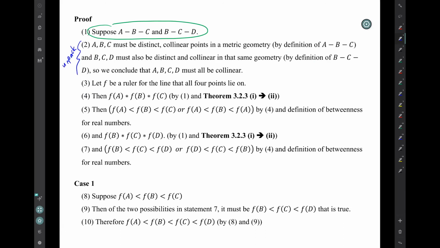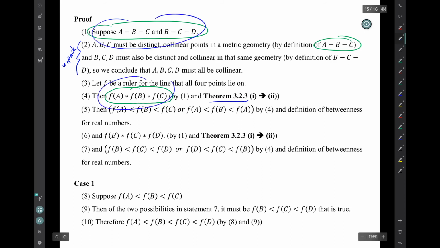Now, what next? We use the fact that A-B-C is true to say that f of A star f of B star f of C is true. How do we justify that? Well, that's one of those cases where we use that theorem. Theorem 3.2.3 doesn't tell us that either one of these statements is true, but it tells us that if we do know that one is true, then we're allowed to say the other one's true as well. So we used that theorem.